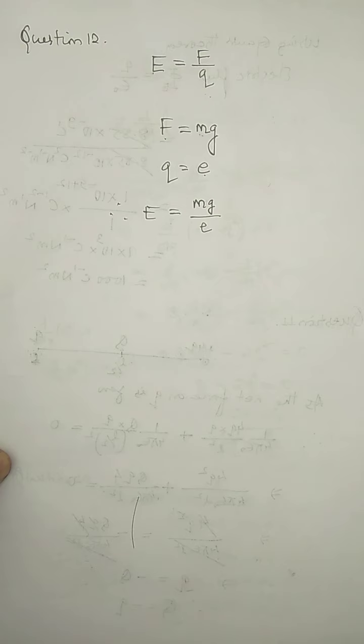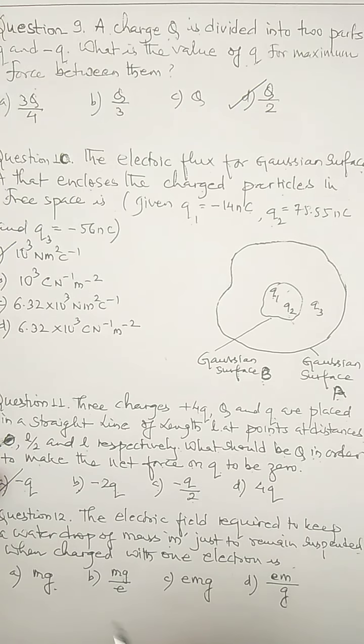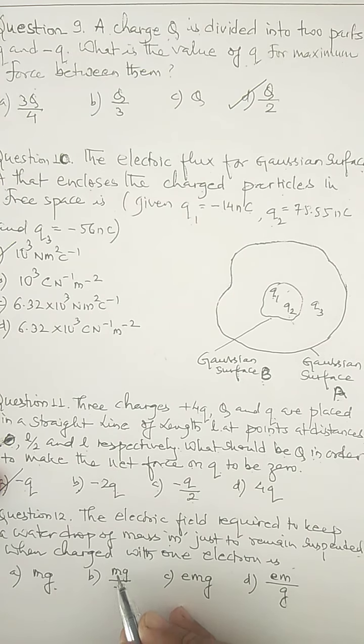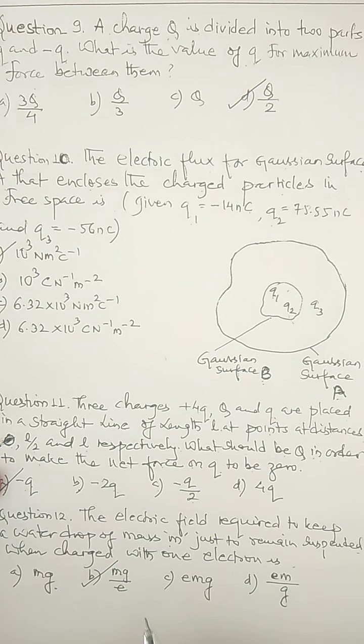So the correct answer is E equals mg by e, which is option number B. You can see option B, that is mg by e. This is the explanation and solution of question number 12. These are the important questions I have solved for your semester 1 examination. Thank you so much.